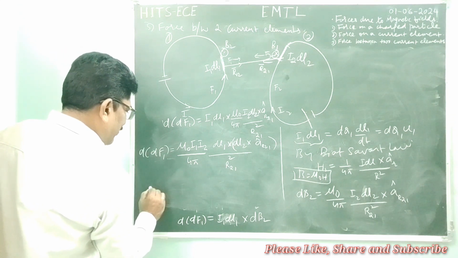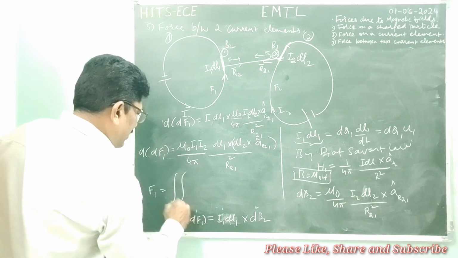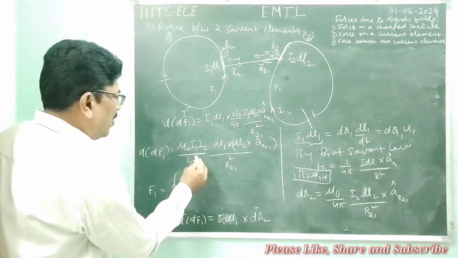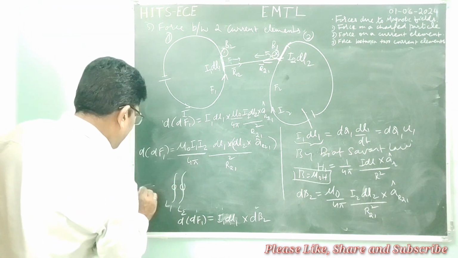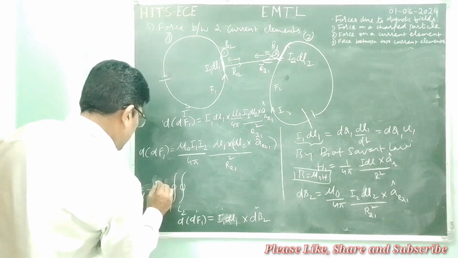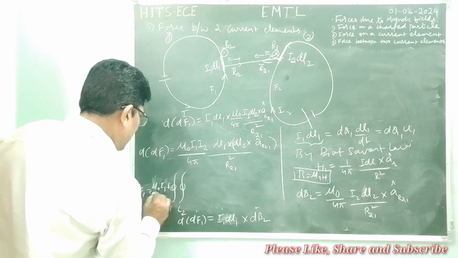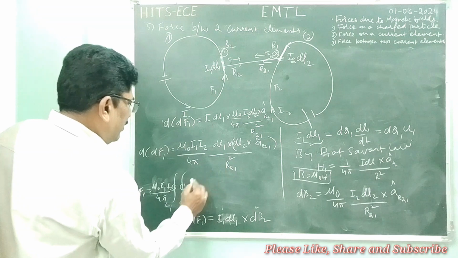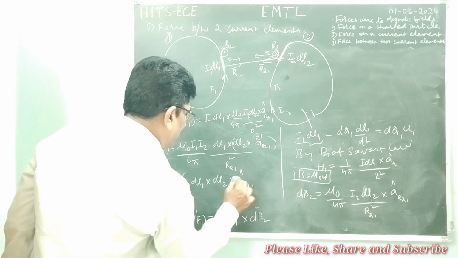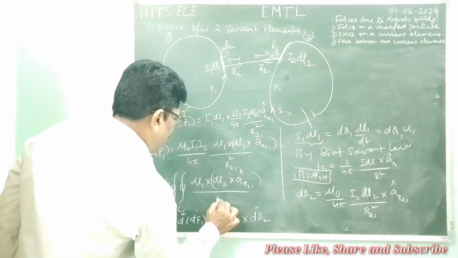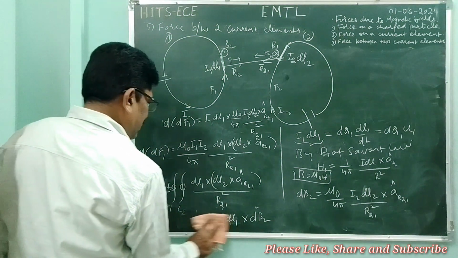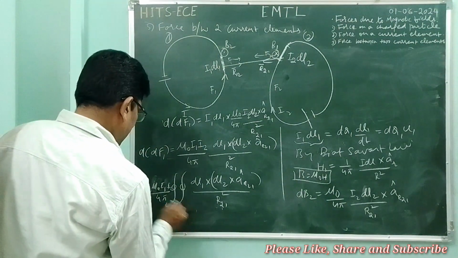If we integrate twice, we'll get F1 is equal to the integral over L1, L2. That is a closed path L1, L2. You will get mu 0 outside. F1 is equal to mu 0 I1 I2 by 4 pi, closed integral of dl1 cross dl2 cross aR21 cap by R21 square. Okay, this is F1, measured in newtons.